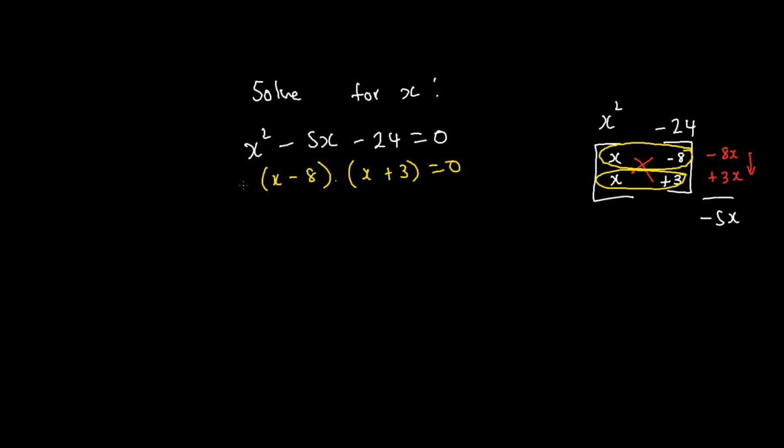Now remember, if x minus 8 is equal to 0, that means 0 times whatever this value is should give me 0. Or if x plus 3 is equal to 0, then multiplied by whatever the value of x minus 8 is should also give me 0 as well. So when you reach this point, I basically say x minus 8 is equal to 0 or x plus 3 is equal to 0, and I solve these two equations. So x is equal to 8 or x is equal to negative 3, as such.